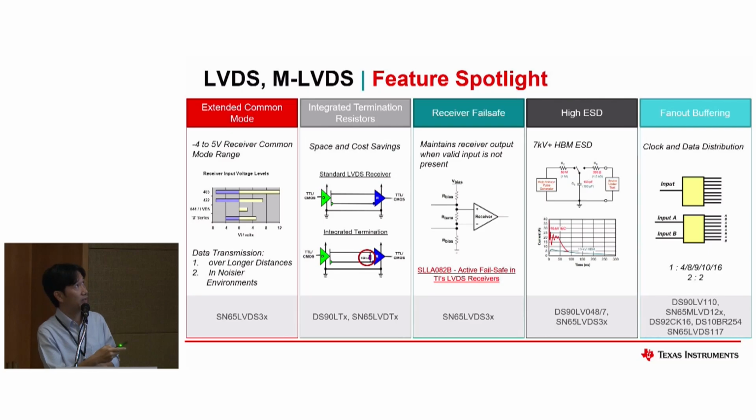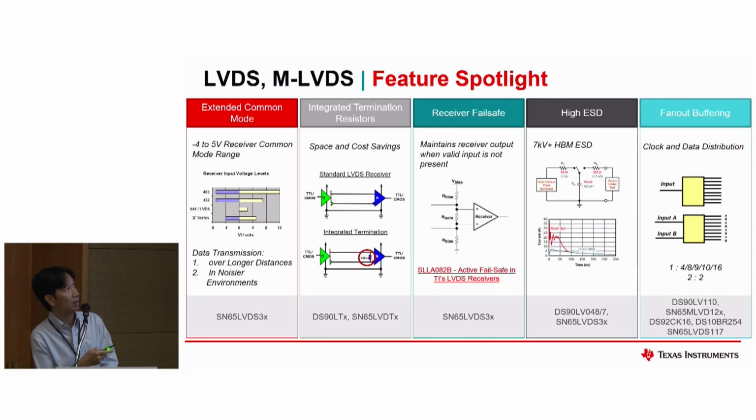These are the features that TI LVDS and M-LVDS offer. We have an extended common mode: LVDS devices with an LVDS receiver which has an extended common mode voltage range that can go from -4 volts to 5 volts. With this kind of feature, data transmission can be done over longer distances or in noisier environments.